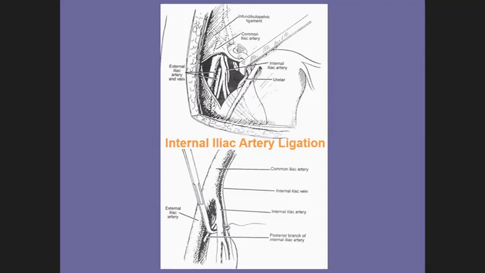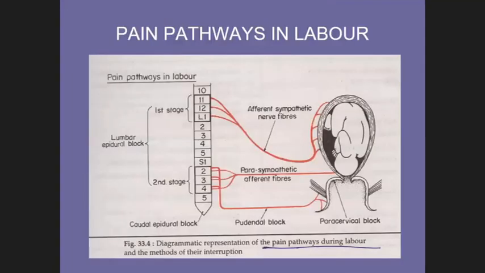Right, so then we come to the next part, pain pathways in labor. So this is why you should know the anatomy. If you look at the uterus, the fundus is supplied from T10, that is the labor pain. The first stage is where the womb is contracting. The second stage is where the baby is coming through the vagina.